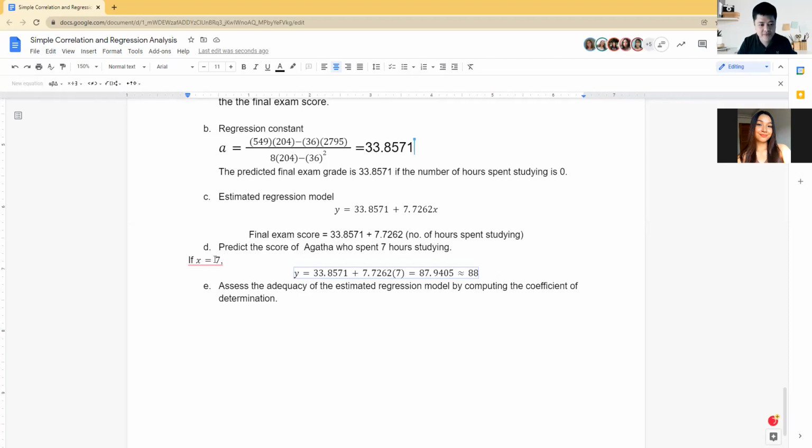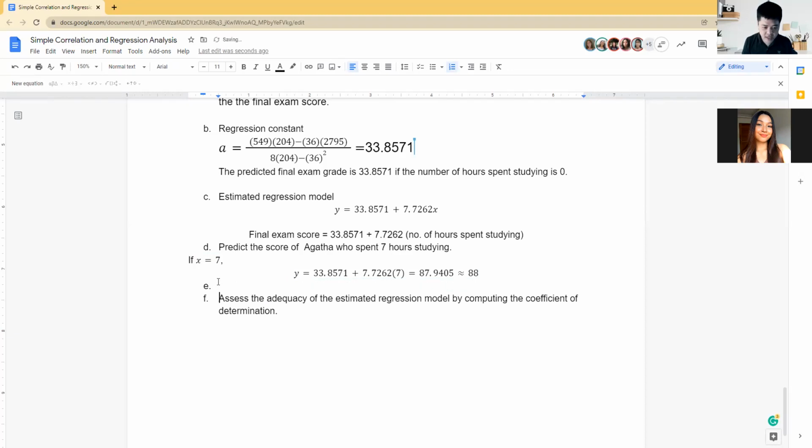Okay? So we're now finally here. We'd like to assess the adequacy of the estimated regression model by computing the coefficient of determination. Let me first get how they compute this dun sa OpenStax, kasi may nakita ko dun na parang magandang interpretation for the adequacy. Let me check muna.